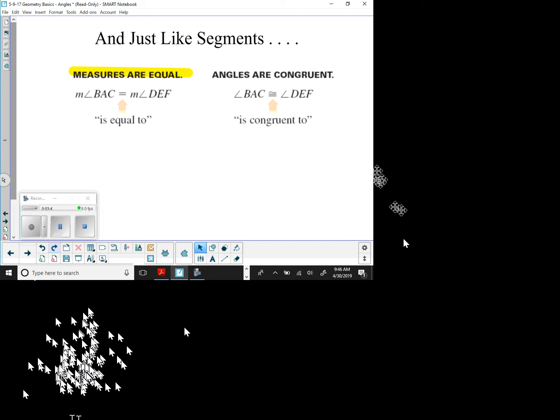Okay, so those are angles. And just like segments, if it says measure of angle BAC equals measure of angle BEF, that just means those two angles are equal to each other. Angles are congruent if you see that other symbol with the squiggly line. Angle BAC is congruent to angle DEF. That's what this is saying.